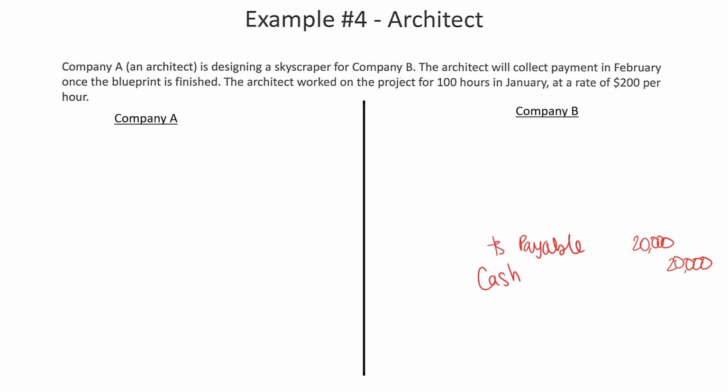Example 4, Company A, an architect, is designing a skyscraper for Company B. So Company B is the customer. Company A is the architect. The architect will collect payment in February once the blueprint is finished. So they're going to do work up front and then get the money later. The architect worked on the project for $100 in January at a rate of $200 per hour. So we already know that the total amount of the payment will be $20,000.